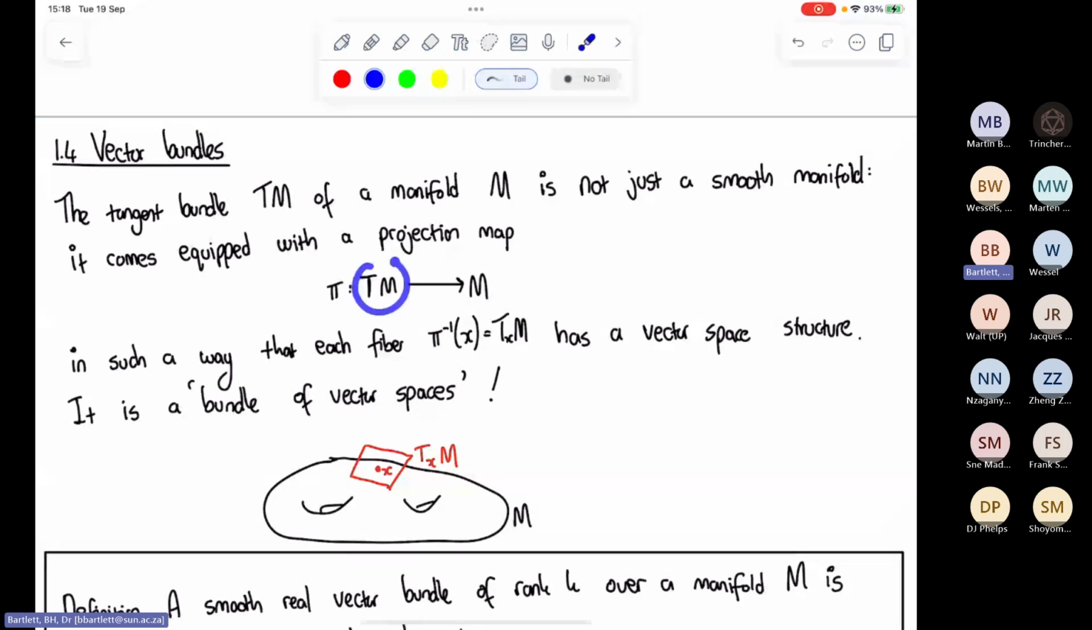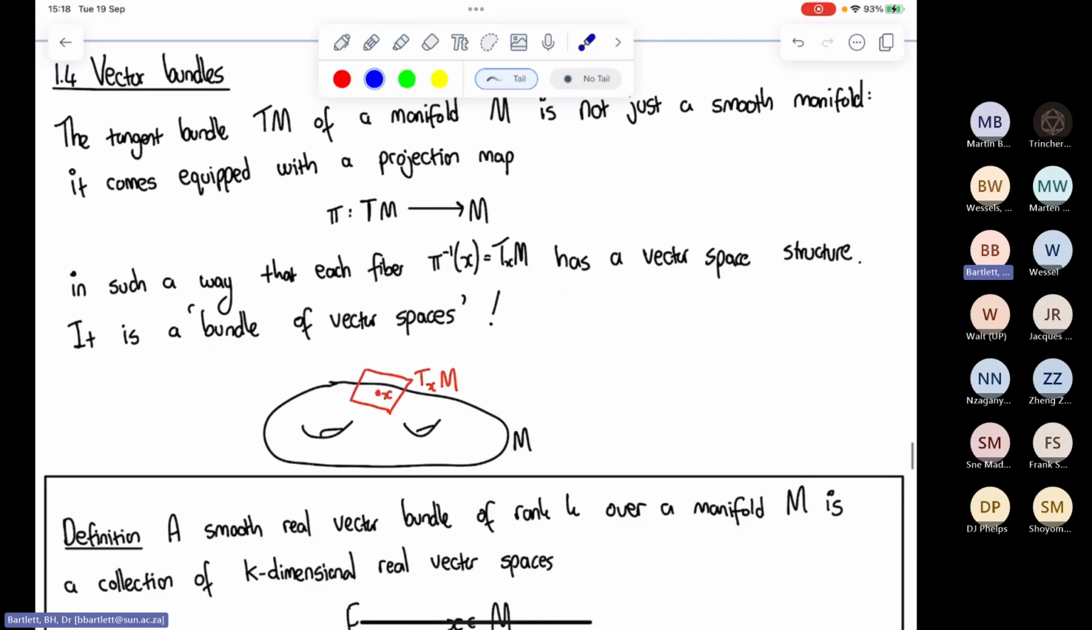So this is a manifold. I wouldn't expect the fiber of a map between manifolds to have a vector space structure, but this particular one does. So I think of it as a bundle of vector spaces, because at each point x, I've got a vector space. Okay, so let's axiomatize that kind of structure.